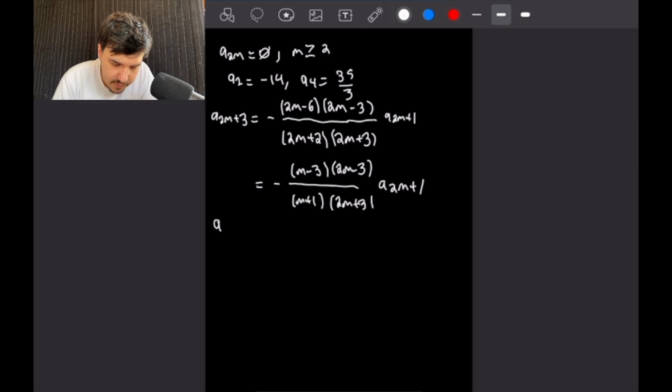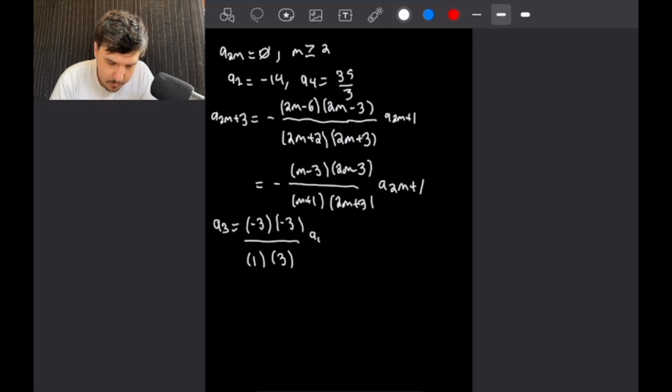So our first one is going to be a sub 3. When we have a sub 3, we will get a 0 for our m. And so when we get a 0 for our m, we will get a negative 3 for the first term of our numerator, as well as a negative 3 for the second term of our numerator. And that will be over 1 times 3 for our denominator, times a sub 1.